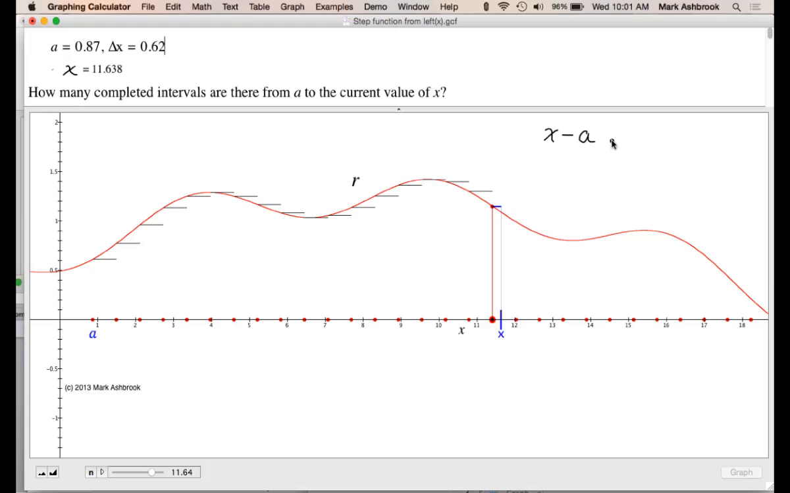Okay, let's slow down a little bit. So what does x minus a mean? Why do we start with x minus a? From where to where? Okay, so x minus a would be what? This whole distance, right? This whole change in x from here to here. That would be x minus a. And what do we want to do with that? We're trying to figure out how many intervals there are there. So there's x minus a.